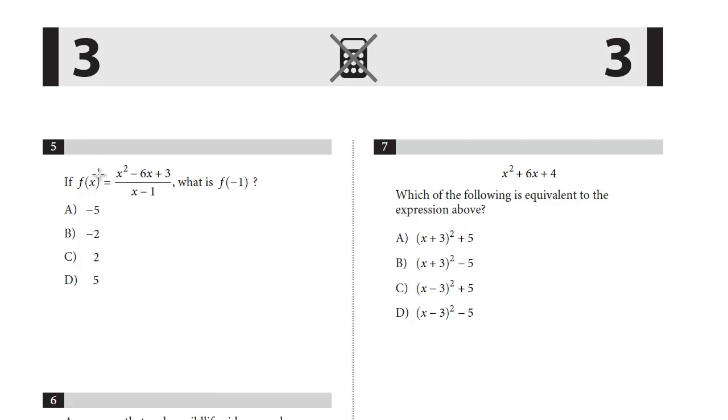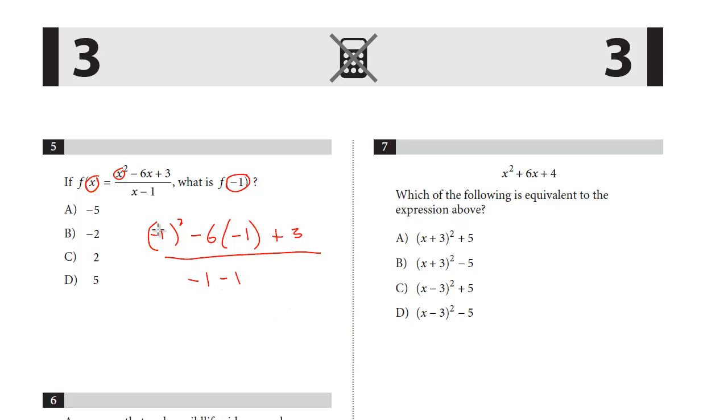So here's the original function, f of x. And now we're asked to solve f of negative 1. Whenever we see an x, we replace it with negative 1. And so here's an x, that's negative 1 squared minus 6, another x, so times negative 1 plus 3, another x, so that's negative 1 minus 1.